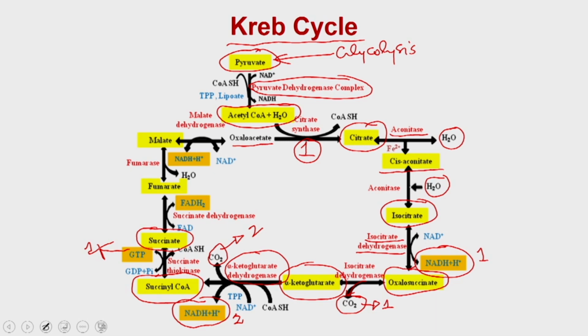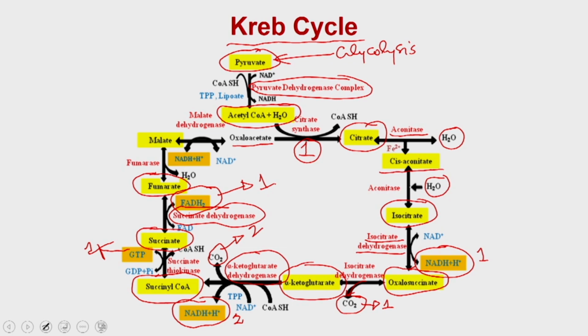Now, the succinate is converted into fumarate with the help of the enzyme succinate dehydrogenase, and another molecule of FADH2 is produced, which is actually the first molecule of FADH2, a reducing equivalent.